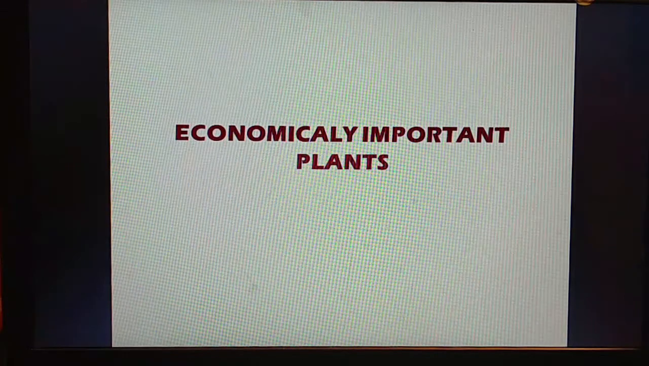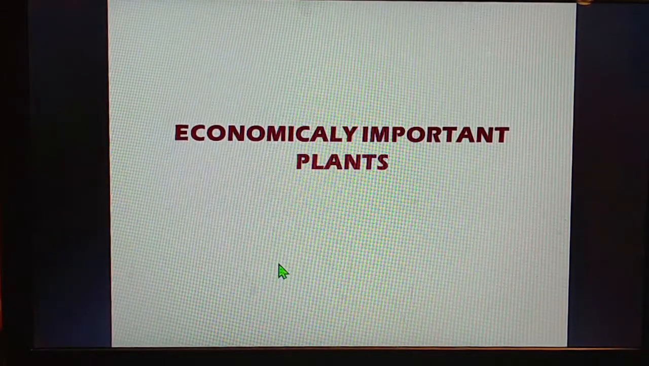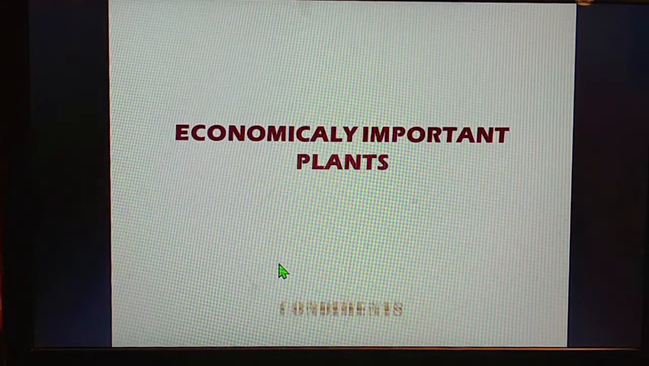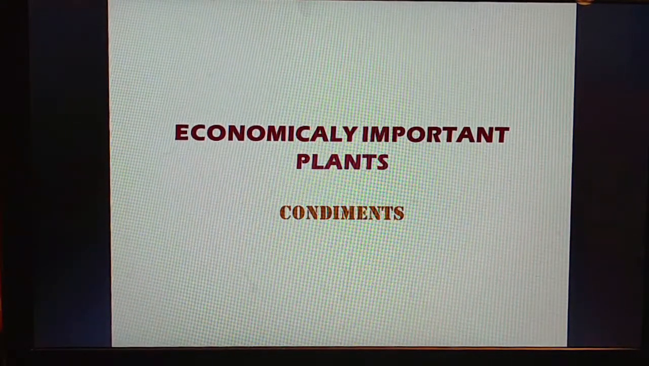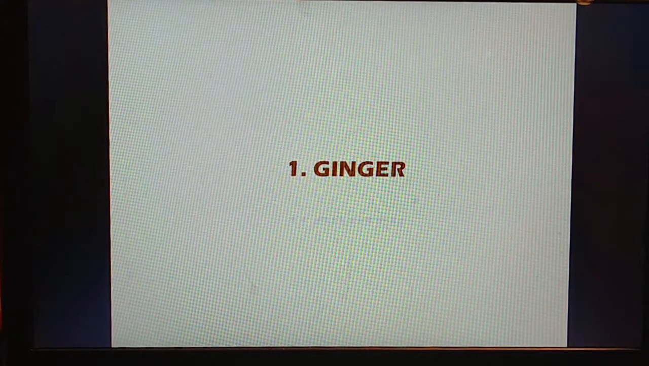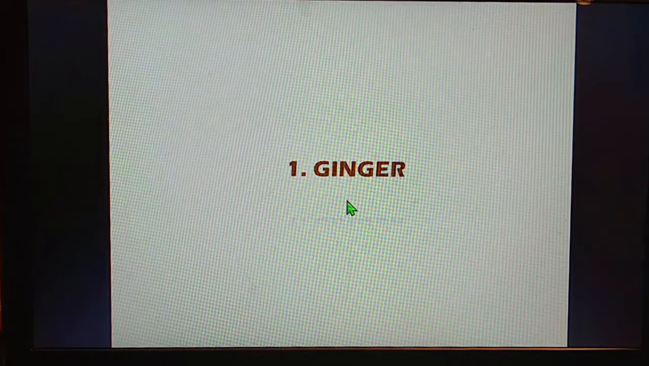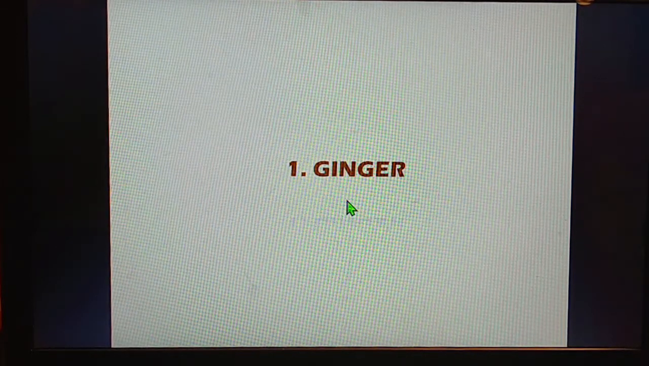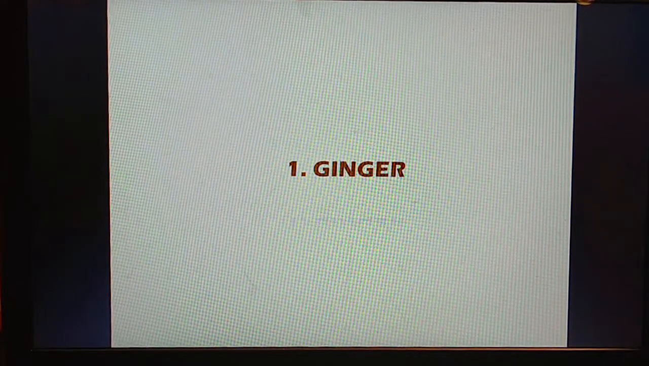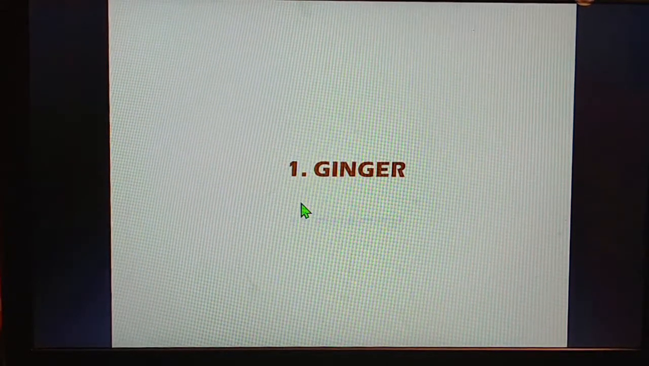Today in this video I will discuss another economically important group of plants, that is the condiments. We will start with a very important crop plant, that is ginger, which is mostly used as a condiment rather than as a spice. It is also used as a spice, but it is mostly used as a condiment.